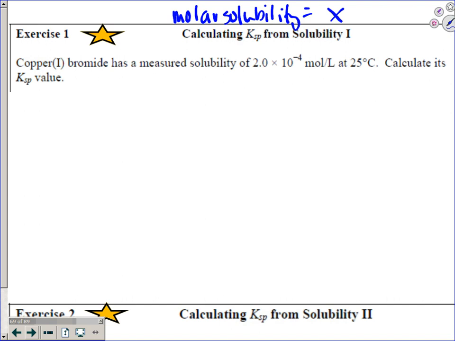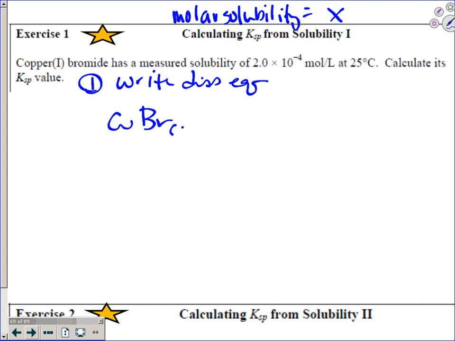So we first need to start off with writing out the dissociation equation. Okay, so what am I writing first? CuBr, right? So copper 1 bromide, solid, equilibrates to Cu 1 plus and Br 1 minus, aqueous. No matter if it asks for you to do that or not, you should do it because it's going to verify that you're clear in your numbers that you need to be adding in here.